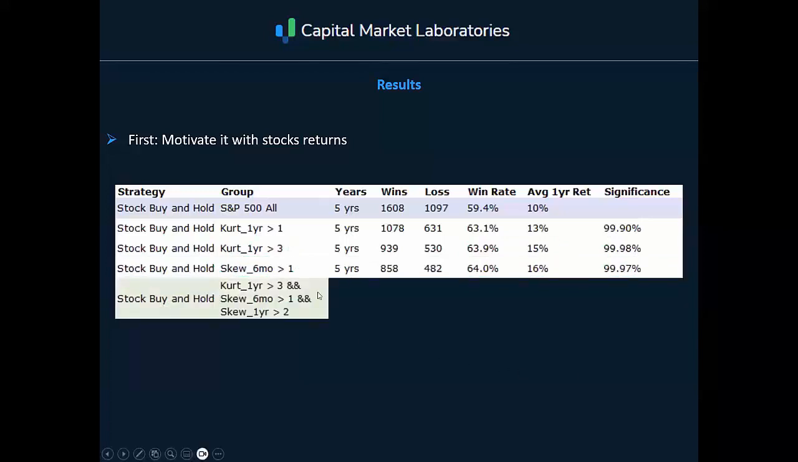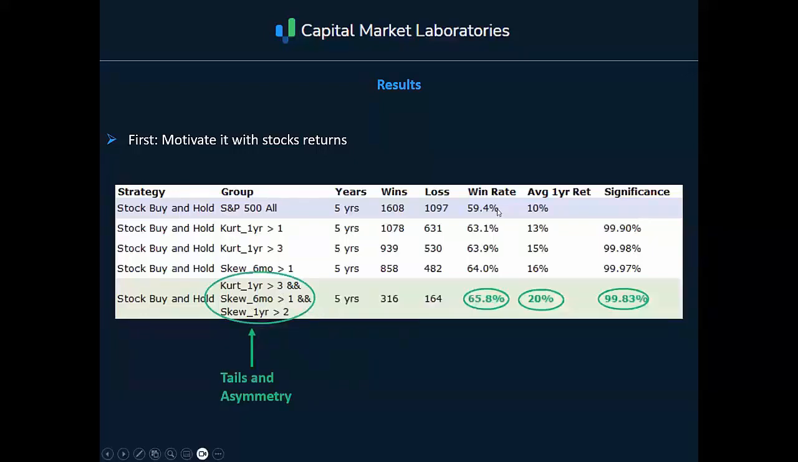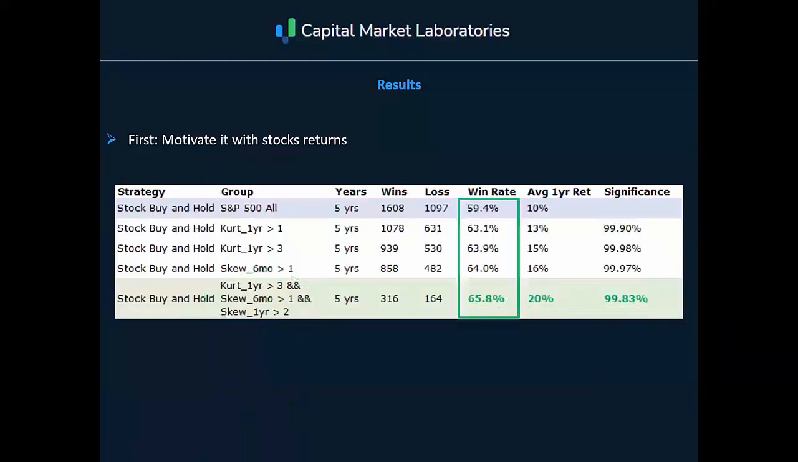What if I took the tail of the tails? I took the 1-year kurtosis, was greater than 3. I took the medium-term skew, 6-month greater than 1, and the 1-year skew greater than 2. So I took the tails of the tails, and I took asymmetry. Win rate went from 59% to 66%. And the average trade went from 10% to 20%, very strong statistical significance. So look, as we kept adding return distribution characteristics, the win rates went up and the returns went up.